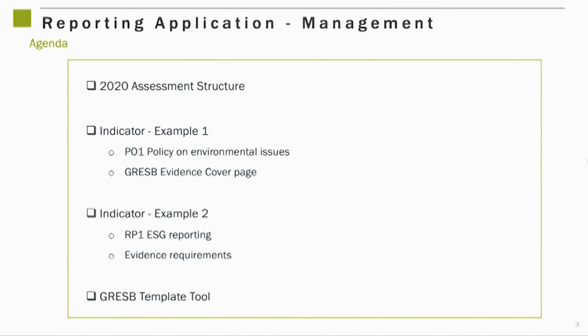We'll start with a quick overview of how the management component fits into the 2020 GRESB Real Estate Assessment. For an overview of the content of the management component, refer to the lesson and video titled Real Estate Assessment Structure and Applicability. Next, we'll go through indicator PO1 in the policy aspect to provide an example of the process of responding to an indicator in the assessment portal. This will also include how to upload evidence to support the response and the evidence cover page. We'll then review indicator RP1 and explain the meaning and requirements of its multiple answer elements.